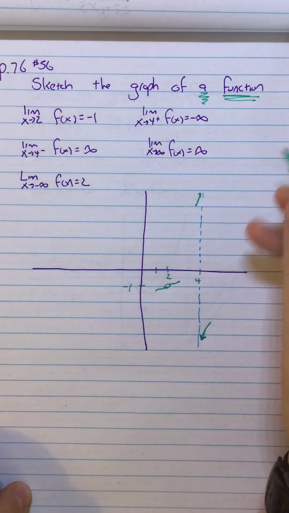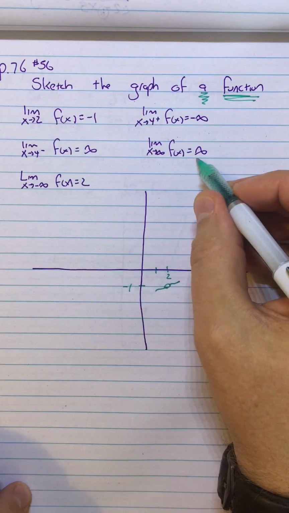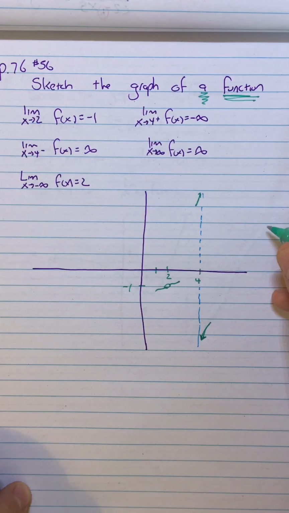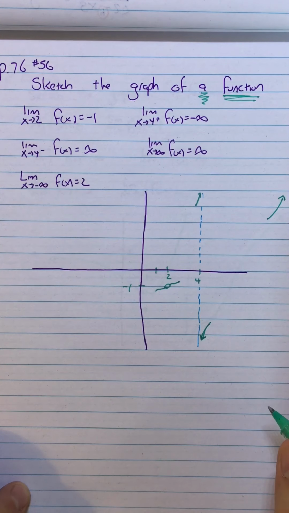Okay, now, so I got those things. It says the limit as x approaches infinity is infinity. So that just tells me end behavior, that as x goes out toward infinity, the graph is going up. I don't know what anything else is doing, it's just going up over there.